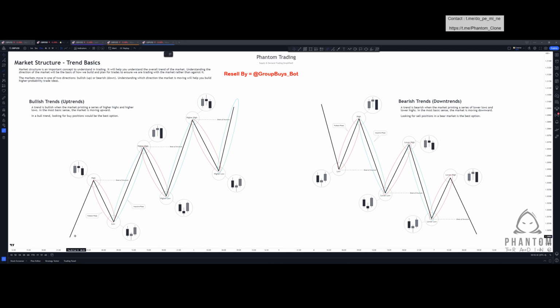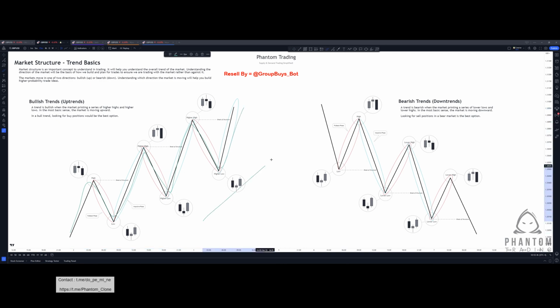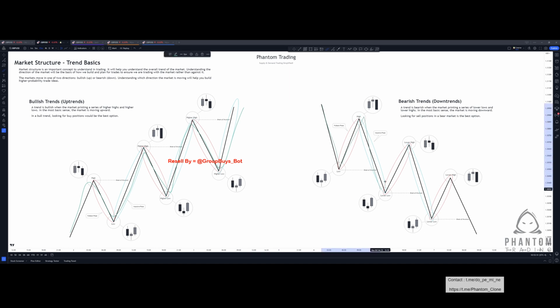So very simply, a bullish trend is a series of higher highs and higher lows forming, where price is moving to the upside. And a bearish trend is a series of lower lows and lower highs where the market is moving to the downside.